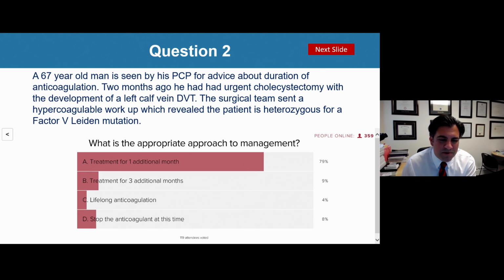We've got about 100 people who have voted so far. If you haven't, I'll give you about another 15, 20 seconds.